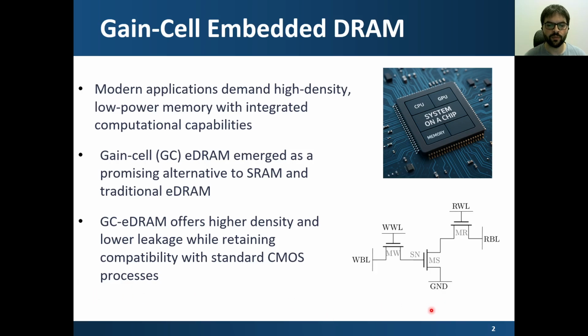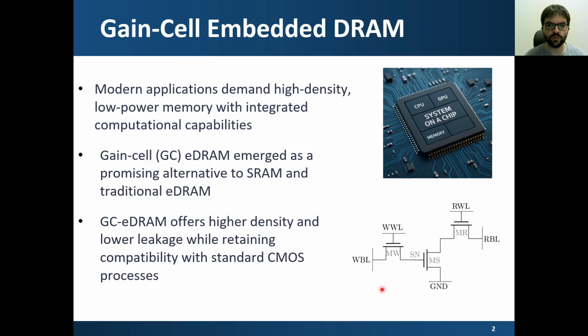We have here to the bottom right a typical GC eDRAM bit cell, a 3T bit cell. We have a storage transistor, where the storage node at its gate is used to store data. Basically, if this storage node is charged, then this transistor will be conducting, representing a logical 1. And if this storage node is discharged, then this transistor won't be conducting, representing a logical 0.